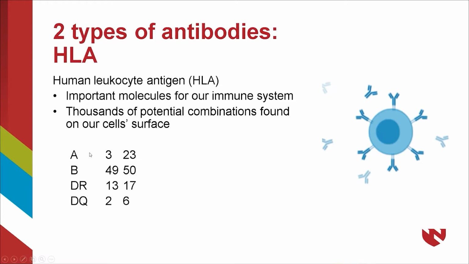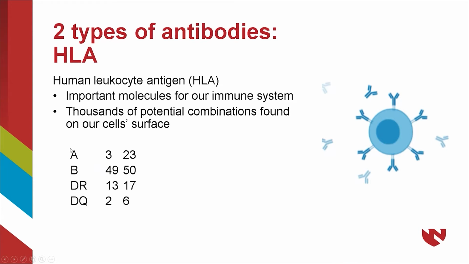It's also a more complicated system in that there is a system of letters and numbers that enumerate a large number of molecules that participate in this immune system. There are actually tens of thousands of combinations of HLA molecules that help build our immune repertoire on cells. Now, they have interesting nomenclature so that a human may be an A3 23, B49 50, DR13 17, DQ2 6.